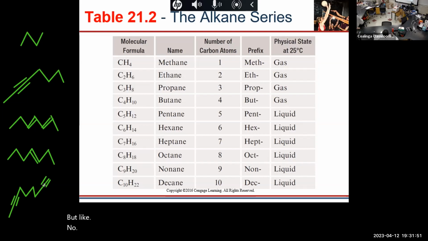Which one? Okay, so the triple bond, they count as, this counts as one. Oh, so that makes it a one point. That's a one.